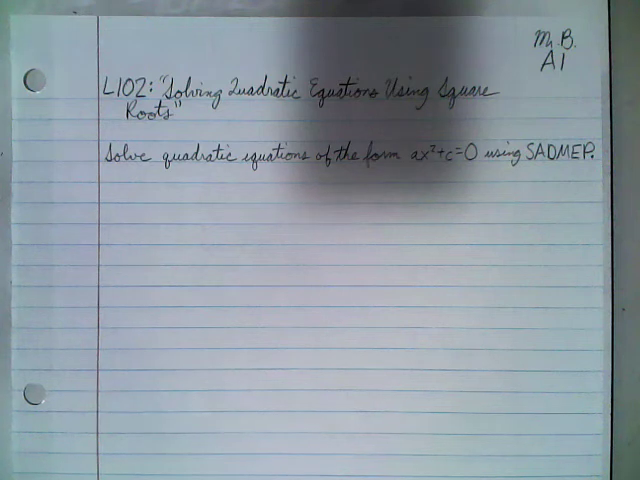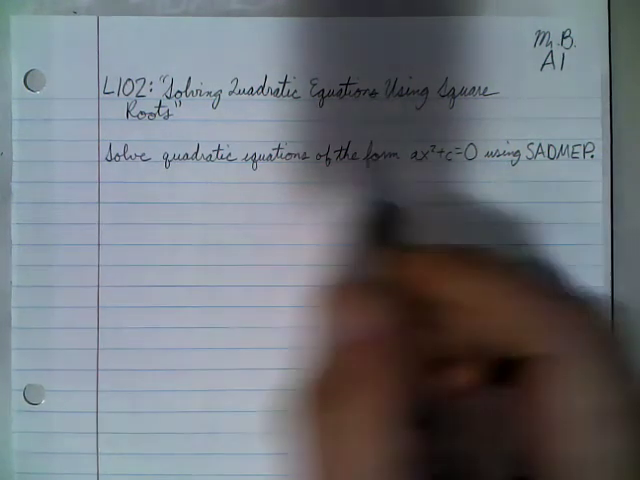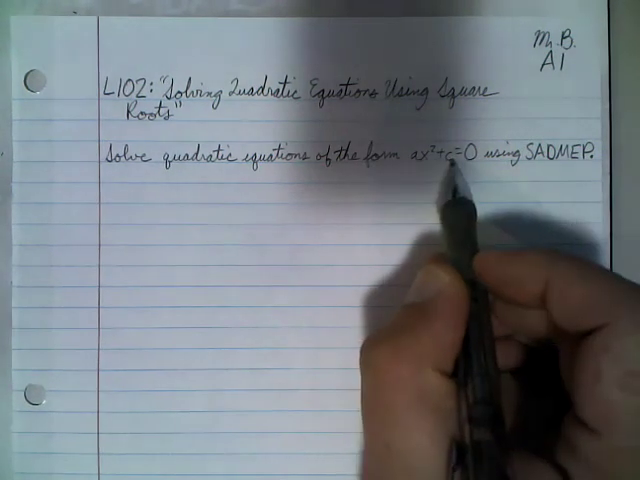This video is over lesson 102, solving quadratic equations using square roots. So ladies and gentlemen, generally the form of a quadratic equation is ax squared plus bx plus c equals 0. The ax squared is your quadratic term, the bx is the linear term, and your c is your constant. Specifically, this lesson is going to focus on what happens when that linear term, your x term, is missing. And so all I have is an x squared and a constant.